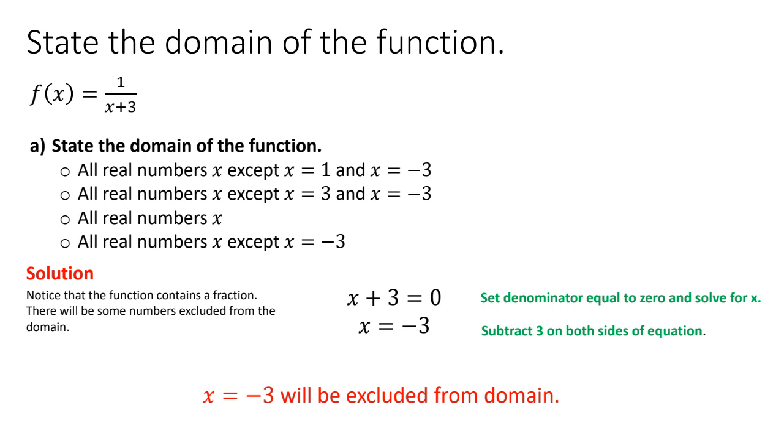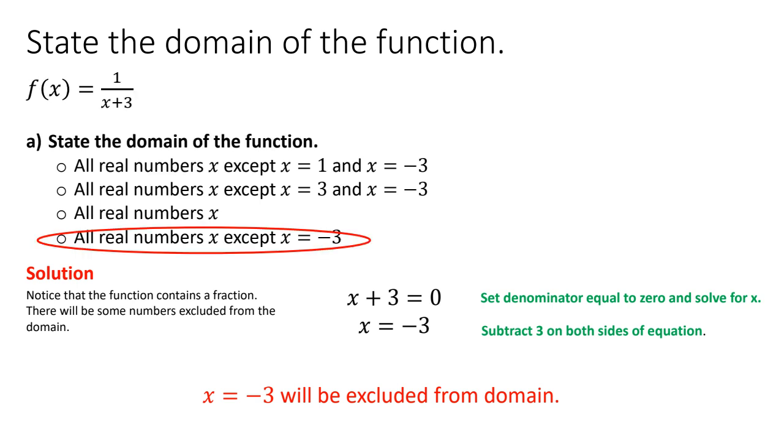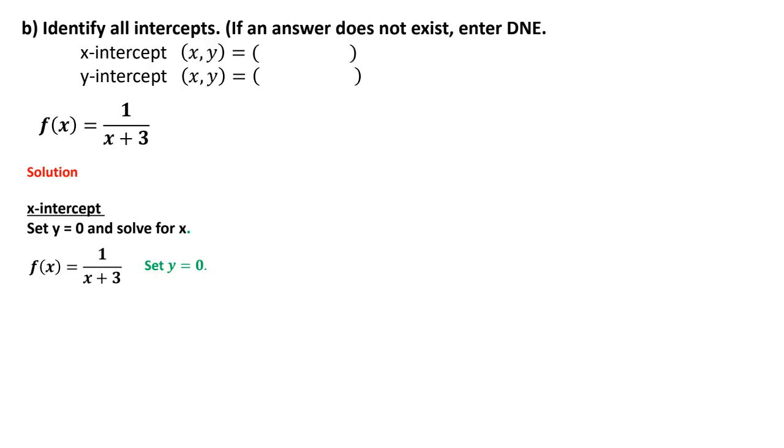So which answer would be on our multiple choice here? It would be the last one, right? It's all real numbers of x except for when x is equal to -3. So again, when dealing with rational functions, we never want our denominator to be equal to 0, and if it is, it will be a restriction on our domain. Okay, so let's answer the rest of the information.